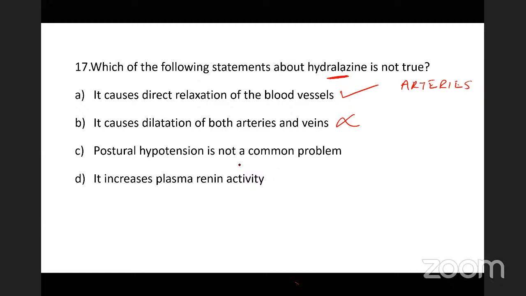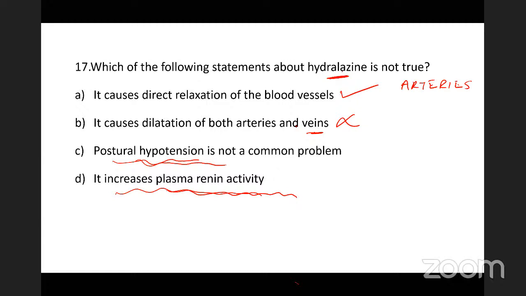Postural hypotension is not a common problem, yes, because there is no action on the veins. We know any drugs which cause venodilatation produce potential postural hypotension. It is more common in those drugs which produce venodilatation. It increases the plasma renin activity. Obviously, any drug which decreases the blood pressure by dilating the arteries has a compensatory reflex increasing plasma renin activity. That's why these drugs have to be combined with beta blockers.